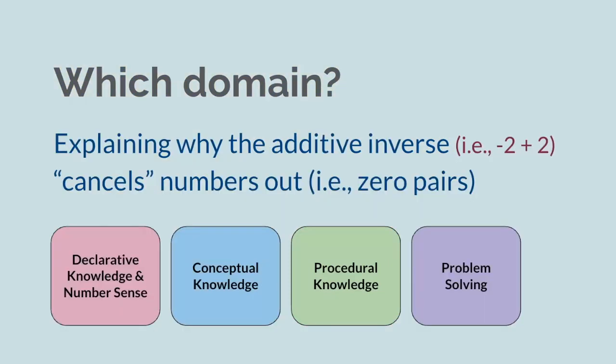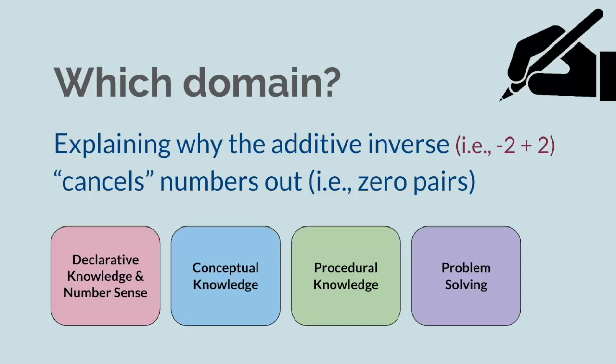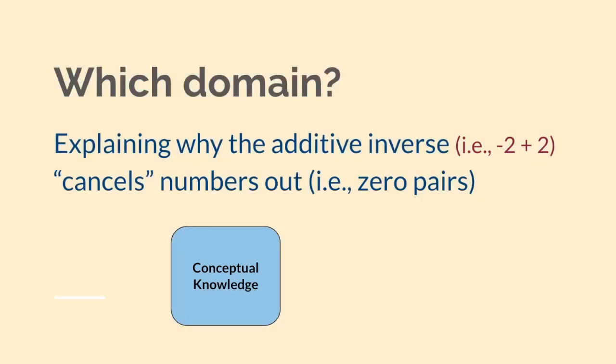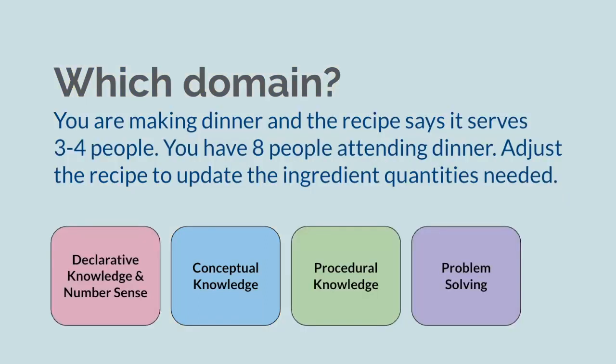Next prompt. If I asked a student to explain why the additive inverse cancels numbers out, so for example, combining -2 and +2 resulting in 0, which domain am I emphasizing? Jot it down or talk with a partner. Anytime we are asking a student to justify or explain their reasoning, we are emphasizing the conceptual knowledge domain.